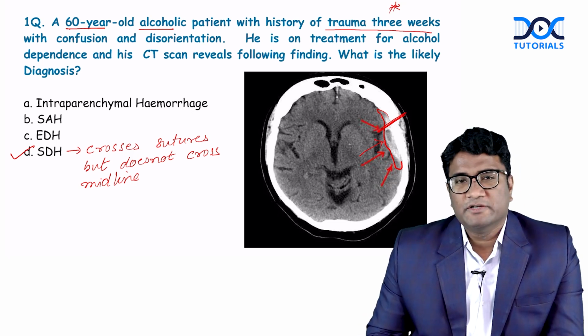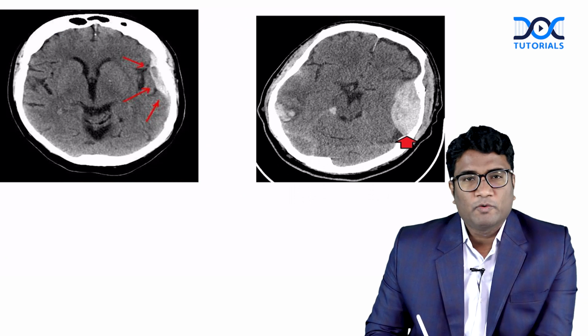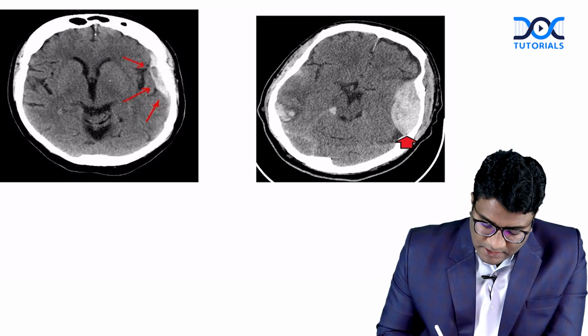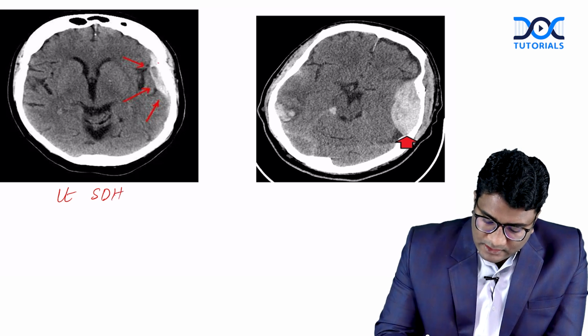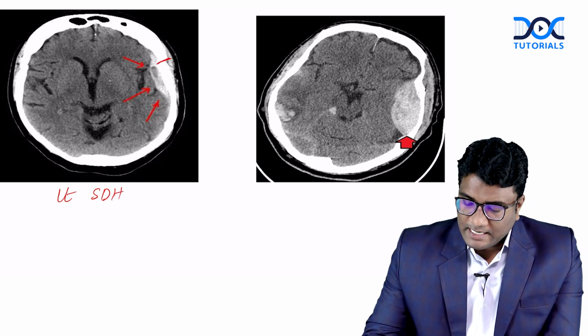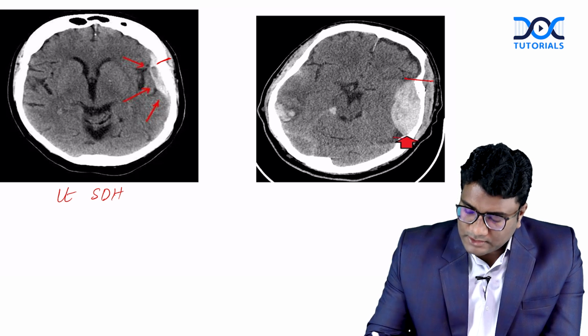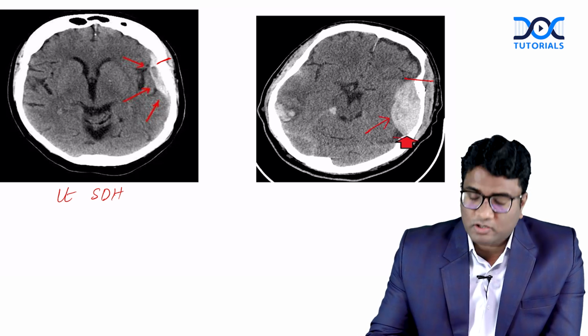Let us look at how the different bleeds appear on the CT scan. What do you think is this? This was the image that was given. This is a left subdural hematoma which is crossing the frontotemporal suture here. And this one is not crossing the sutures. It is biconvex and not crossing the sutures.